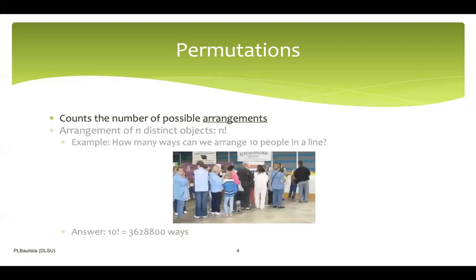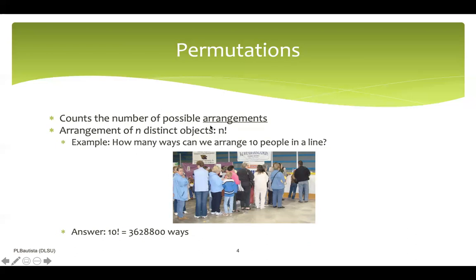So moving on, the next counting technique is called permutations. In permutations, what we want to count is the number of possible arrangements. In how many ways can you arrange a certain group of objects? The simplest permutation example is the arrangement of n distinct objects. If there are no other restrictions, then the number of ways you can arrange n distinct objects is given by n factorial.